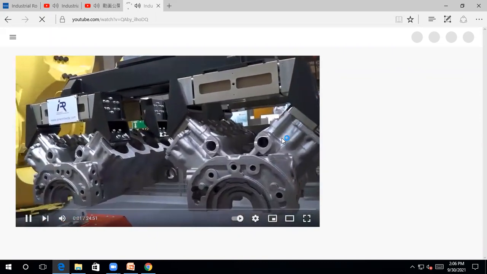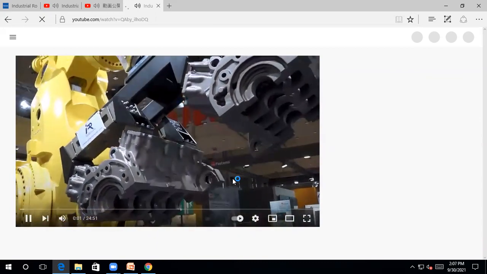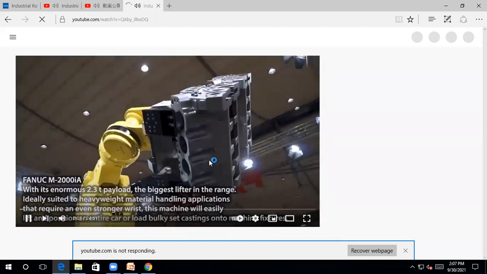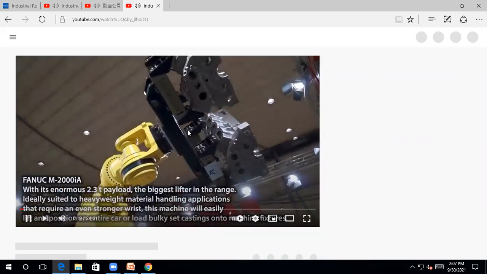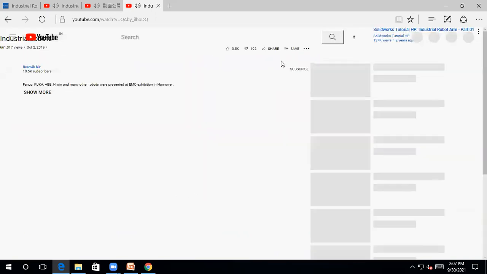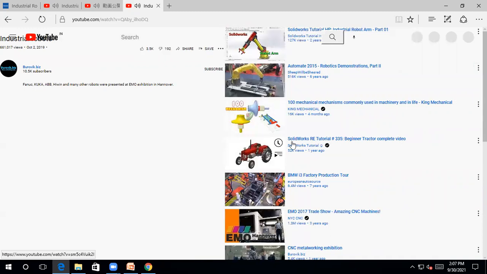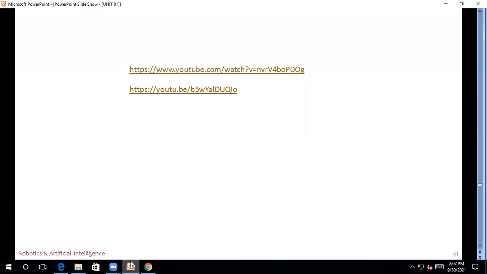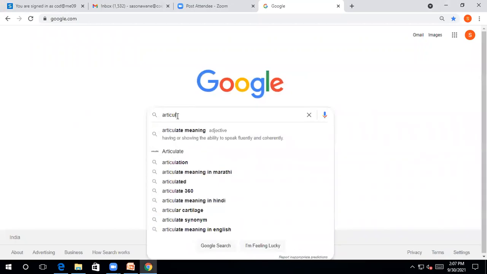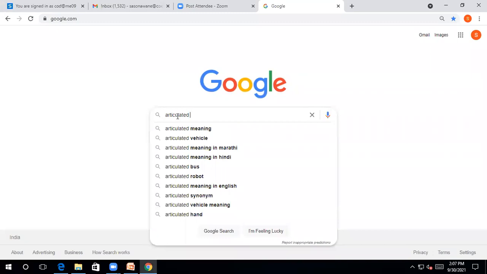We will see now this video. This is a big video, but we'll see only part of it. See how this robotic arm is there, which is almost 2.3 tons. This robot can carry a 2.3 ton payload, the biggest lifter. I think it is not working. Articulated robot, no? Articulated robot.